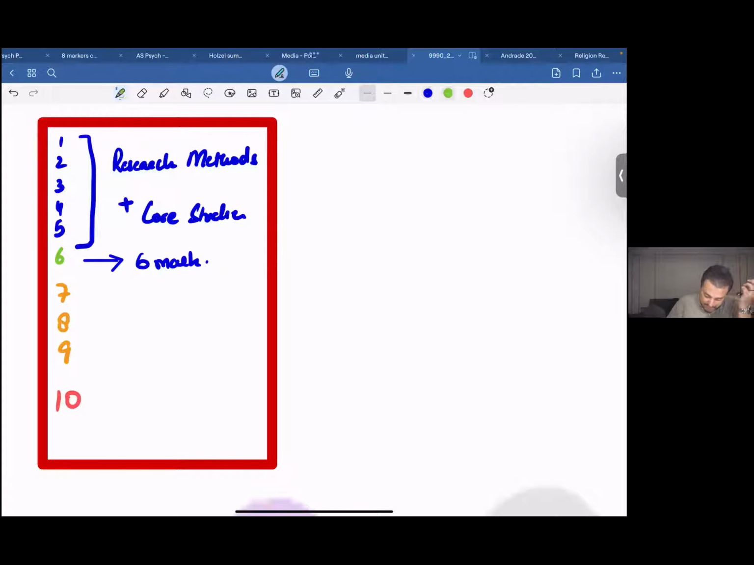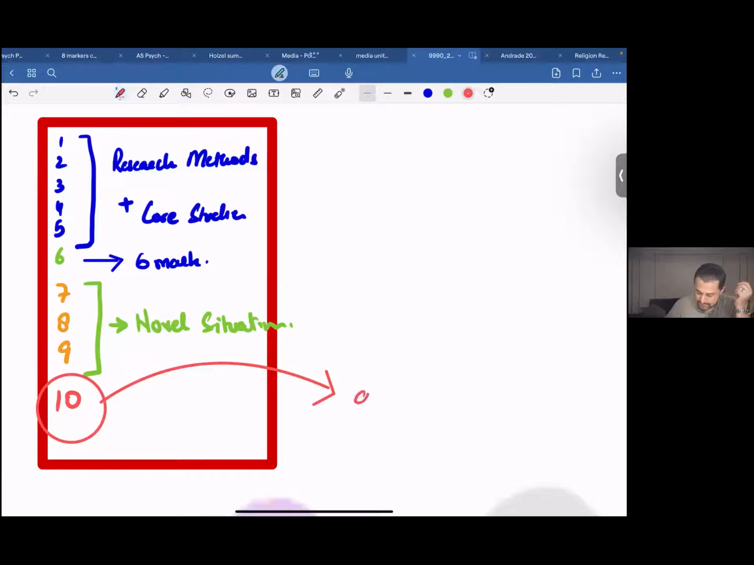And then you have question number 7, 8, and 9. These are usually from novel situations or new situations where the examiner would put you through a situation, and based on your grip on research methodology, you'd have to give answers. Novel situations, made up situations, pretend situations, as many kids call it. And the 10th question is the planning a study or designing a study question. So this is how paper 2 usually goes.